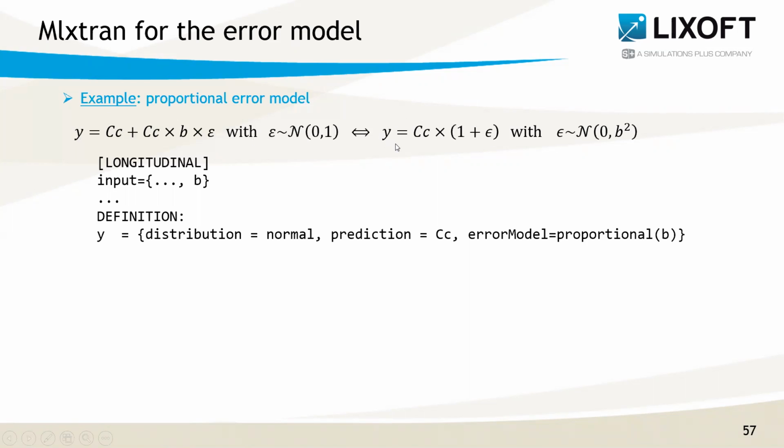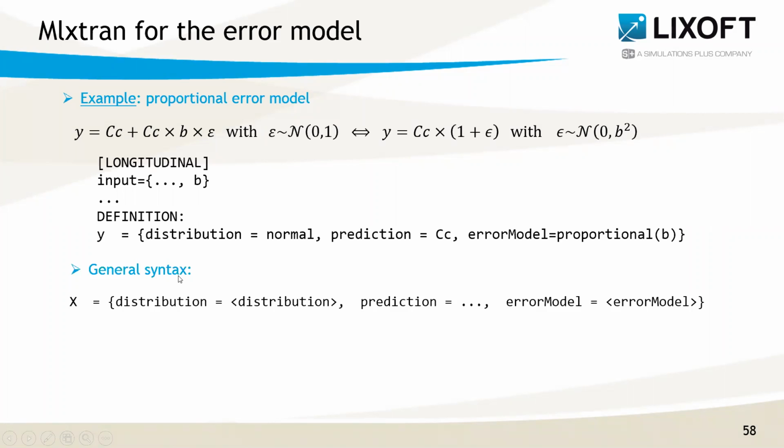That's one way of writing it. It's equivalent to this way of writing it. Maybe that's more familiar to you. If you want to write this using the mlxtran syntax, in the longitudinal section, we're going to add a definition block. And here we say that y is going to follow a normal distribution around the prediction CC with an error model that is proportional. So that's just one example.